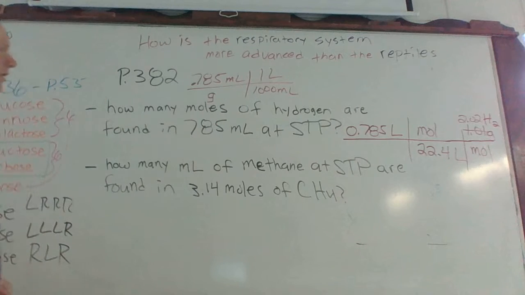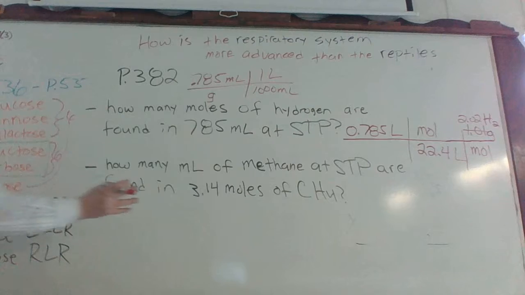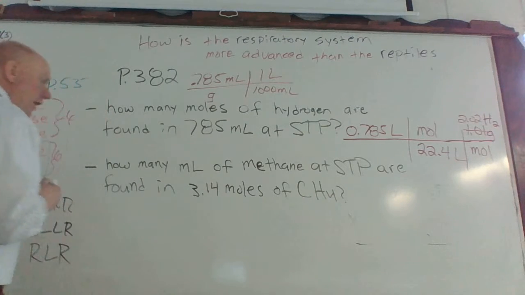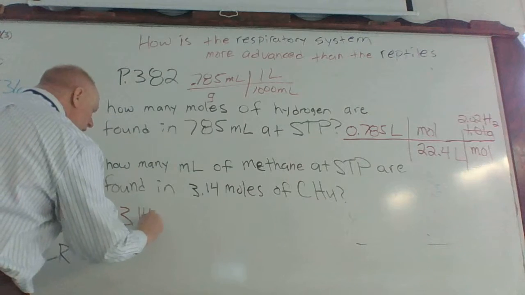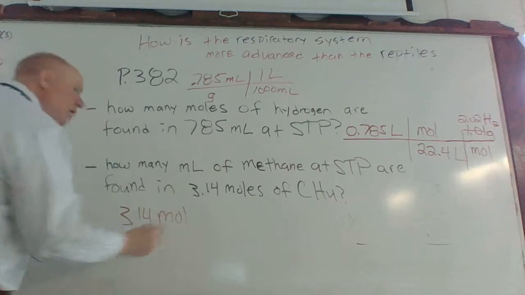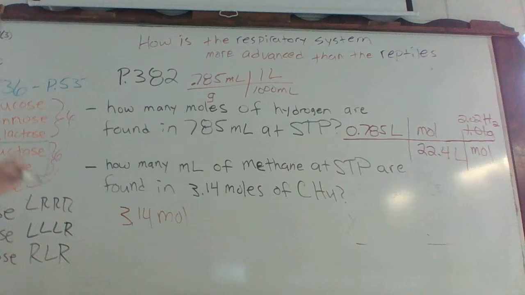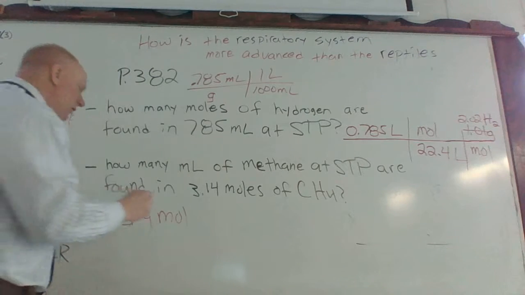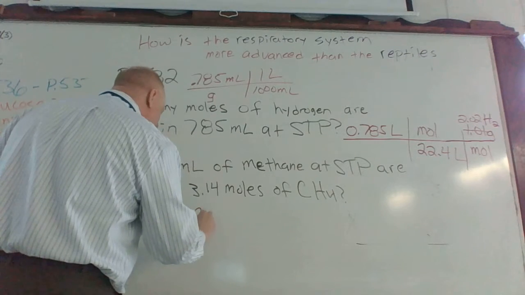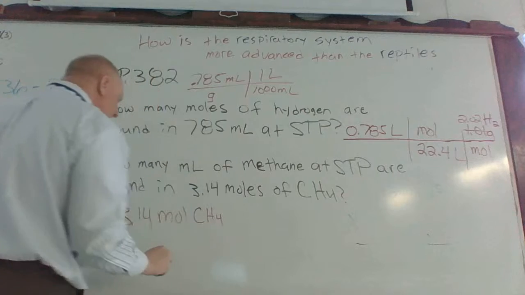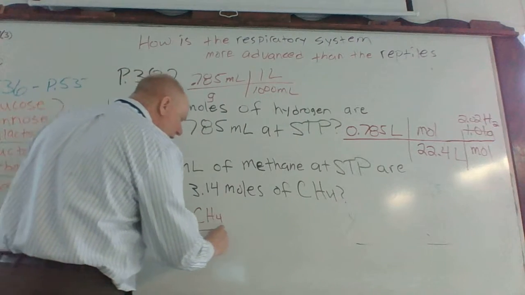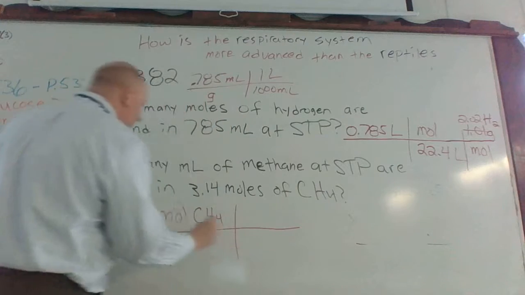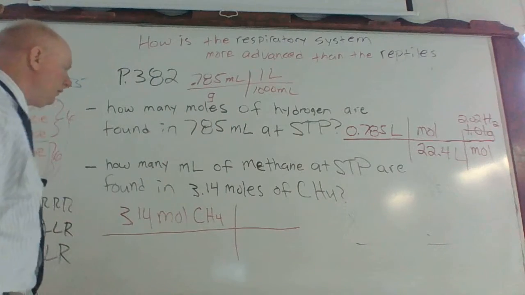Okay. So in this case, again, there's only one place to start. That is 3.14 moles, but we're going to just attach that label just for good practice. Moles of CH4. Okay? So how do we convert this to a volume? Because it's asking for milliliters.